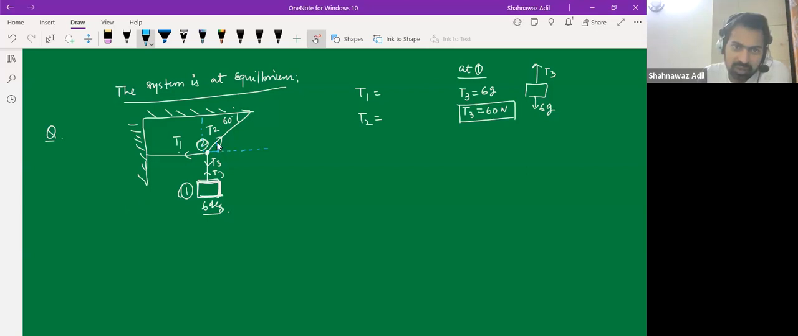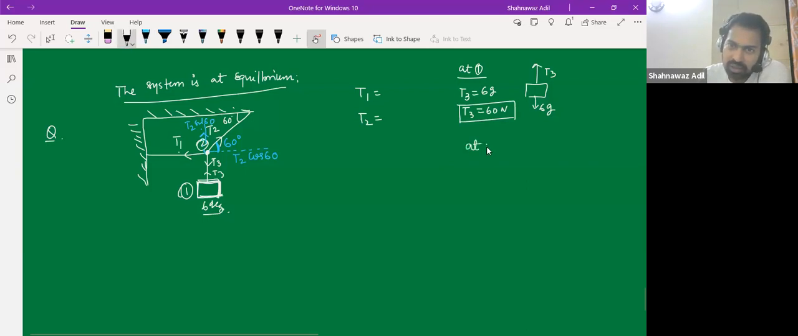What is this angle? 60 degrees, right? This is 60, and this is T2. So what is this part? T2 cos theta, T2 cos 60. Good. This is T2 cos 60. And what is this one? T2 sin 60.